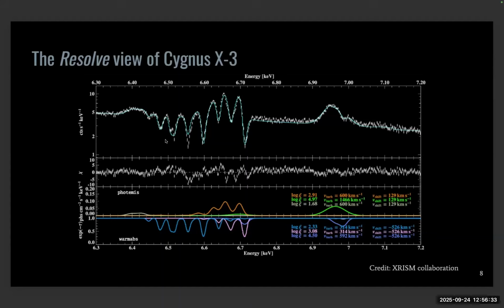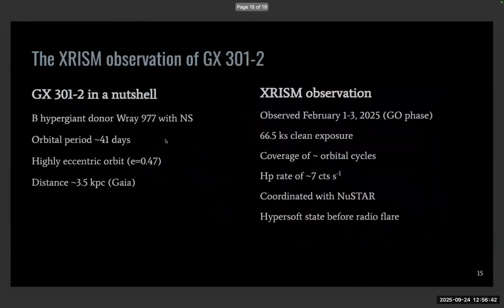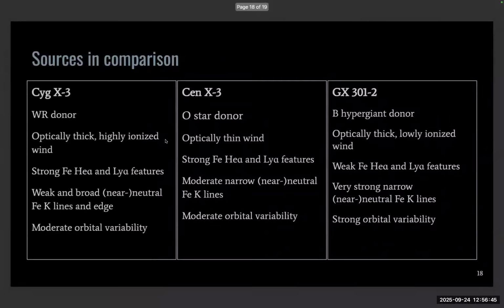Yeah, Peter. Hi, this is Peter. Thank you for the nice talk. I have a question about the comparison of the three sources. So Cyg X-3 and Cen X-3, they show strong ionized lines in absorption or emission, but GX 301-2, it only shows neutral. Can you speculate why?